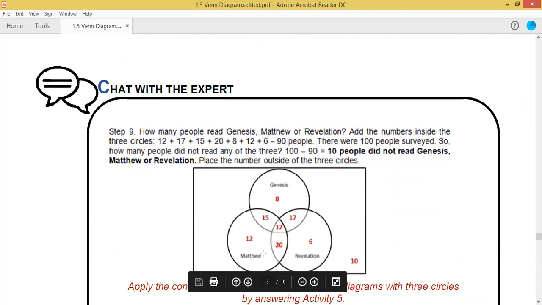If we add all numbers inside, that's 8 plus 15 plus 12 plus 17 plus 12 plus 20 plus 6, we'll have 90 people. Remember, there are 100 people. We subtract 90, so we say 10 people. We write outside of the circles, but inside the rectangle, 10 people did not read Genesis, Matthew, or Revelation.